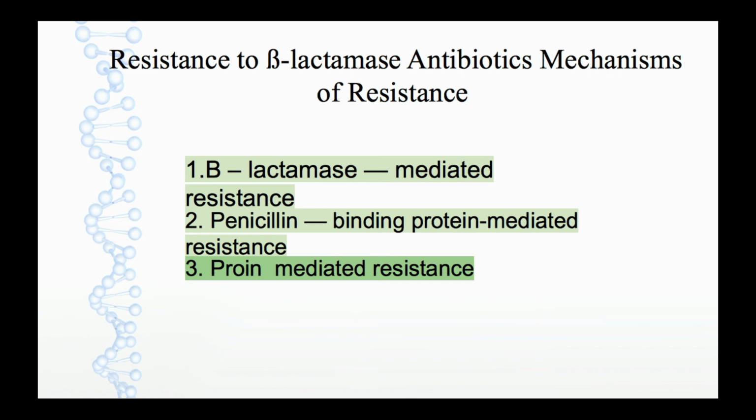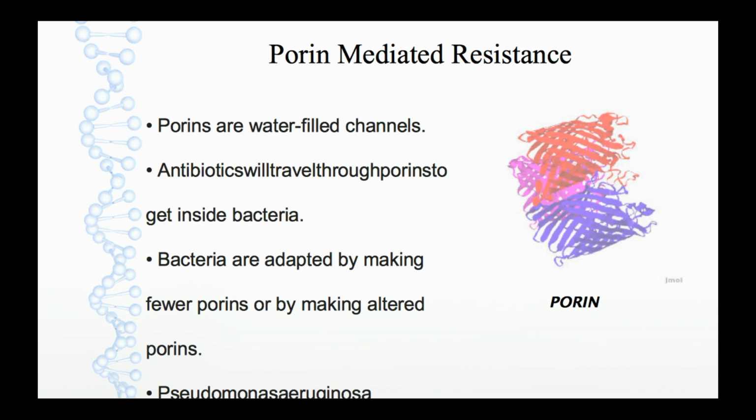The third type of resistance is called porin-mediated resistance, and it sounds exactly like it is. So porins are basically pores. They are water-filled channels. Here's a beautiful illustration of a porin. Now a porin is a tubular structure that is seen in the cell walls. The antibiotics travel through porins to get inside the bacteria, but if you have a bacteria, for example, that adapts and makes fewer porins, you'll have less ability for the antibiotic to get in, and we see that actually in Pseudomonas all the time. Pseudomonas is very commonly recognized as one of the agents that has porin-mediated resistance.